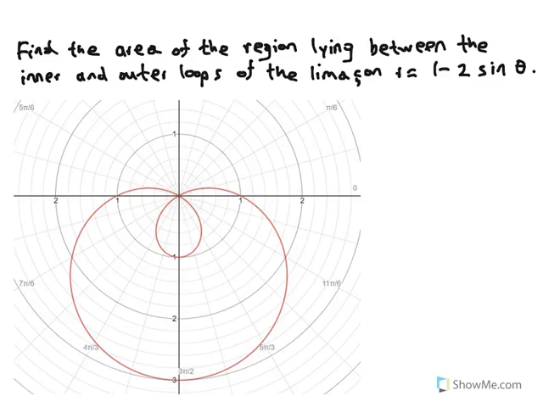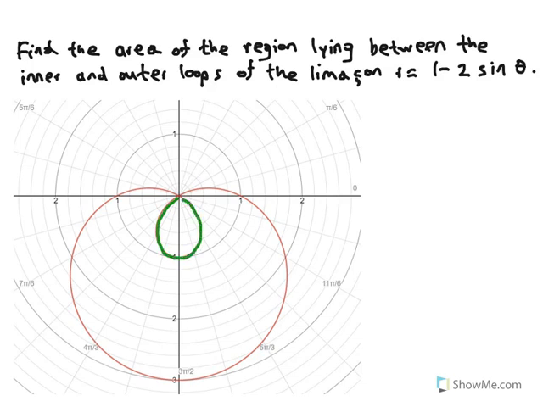So here's the limacon, and we want to find the area of the region that's lying between the inner and outer loops of the limacon. In other words, you've got the inner loop here. This is the inner loop that I'm showing you in green.